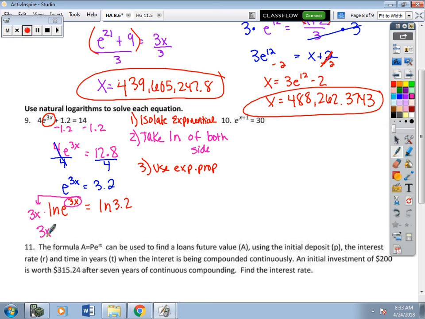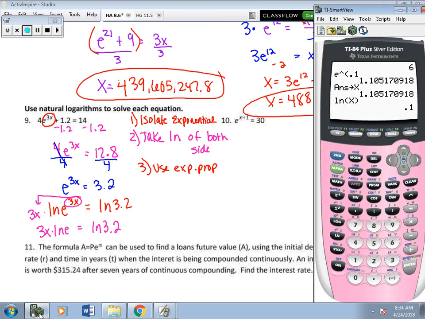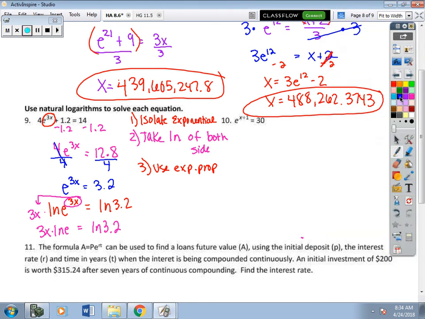So we now have 3x times the natural log of e equals the natural log of 3.2. Now, something that will help you is if you type in your calculator the natural log of e, it is just 1. So anytime you see the natural log of e, that's like log base e of e, which if you change to exponential form will be e to the x equals e, so that therefore x is just 1. But the natural log of e is just 1. It will benefit you to change that.